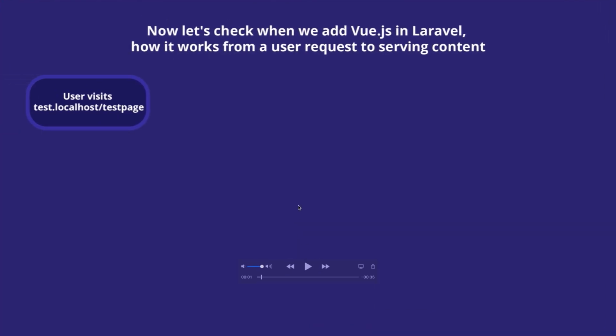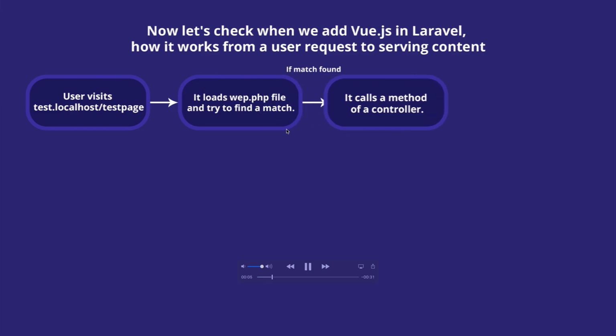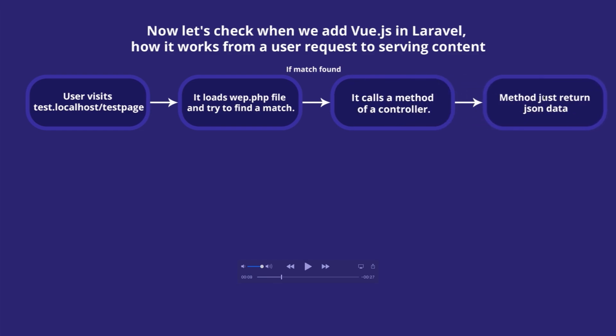So now let's check out how it works when we add Vue.js in Laravel, from the user request to serving content. When a user visits our page, let's say it's a test page, it will try to load the web.php file as before and find a match. If a match is found, it calls a method of a controller, which is exactly the same as before. And then normally we just return the data as JSON. That's all we do. We don't do much else here.